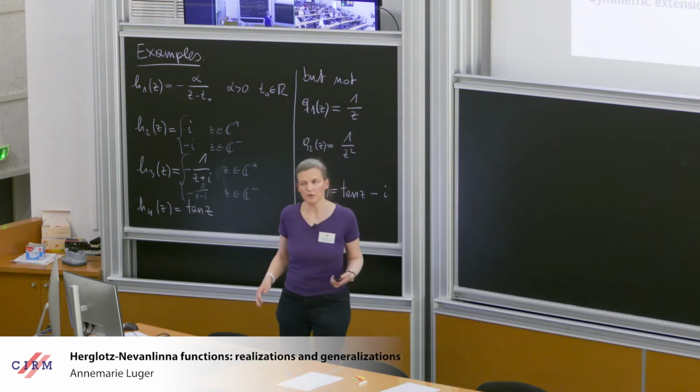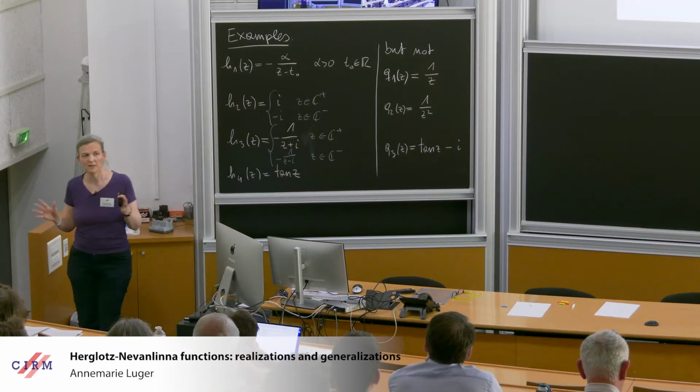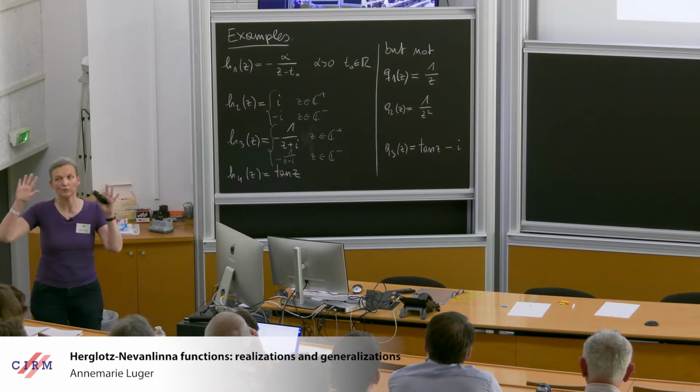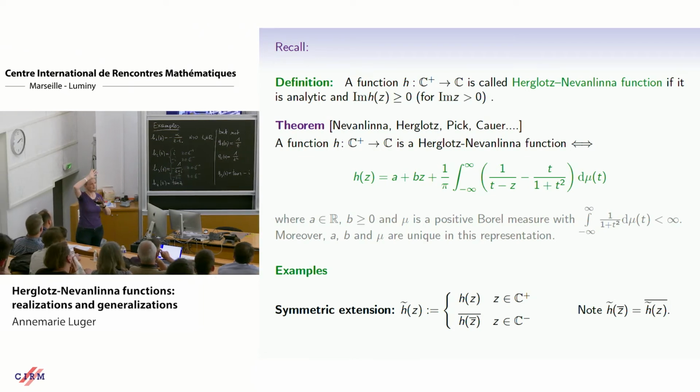So I'm thinking about a Herglotz-Nevanlinna function either defined in the upper half plane, but then I know it also in the lower half plane, always the symmetric version. Or I'm thinking about it as a function that is defined in the upper and the lower half plane, but then with the symmetry. Okay? So what I want to do now is to go through several equivalent ways of characterizing Herglotz-Nevanlinna functions.